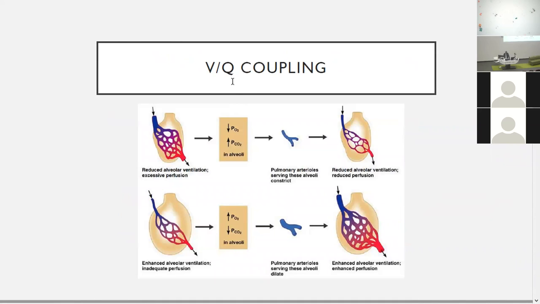So VQ coupling is quite important, as I said. It's different from what happens in the systemic circulation. In your body, if you have an area that has a lot of carbon dioxide and not enough oxygen, you want to send more blood to it so that you give it more oxygen and take away the carbon dioxide and other products of metabolism. But in the lung, if you have little oxygen and a lot of carbon dioxide, you stop blood from going there, because you want blood going to areas that have a lot of oxygen, since you're trying to oxygenate blood. This is pretty much what this picture is saying.